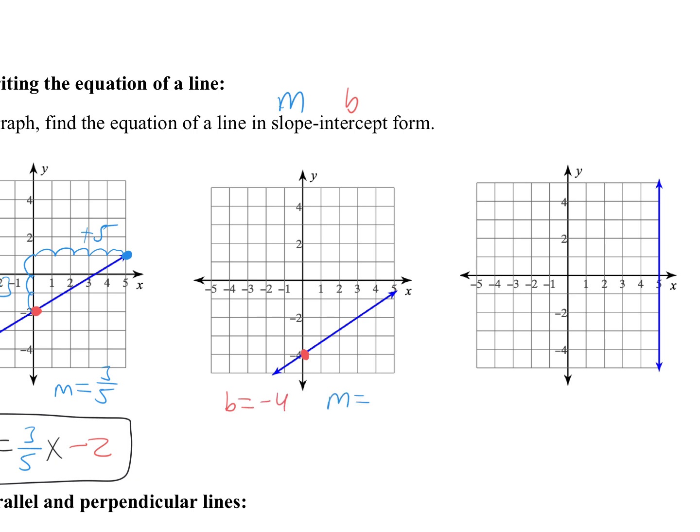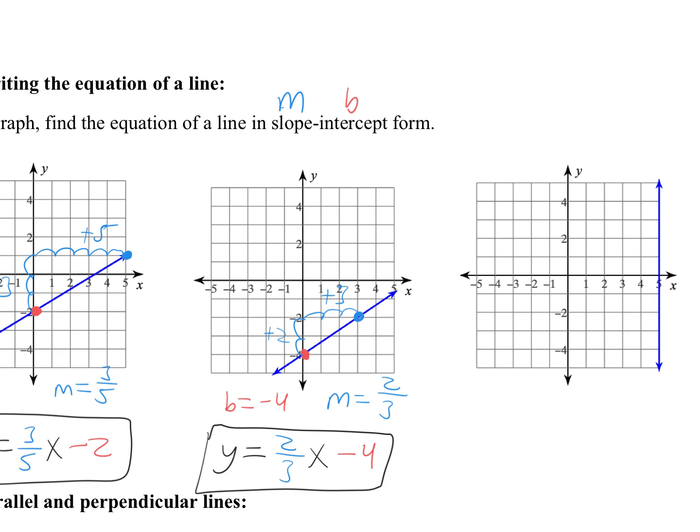And then our slope, we're going to do rise over run. So pick another point that lands directly on a corner, and that's going to be this point right here. So I'm going to go up 2, to the right 3. So that's a rise of 2 and a run of 3. So our m is going to be 2 over 3. And this is enough information we need. So it's going to be y equals m, so 2 over 3, x plus b, which is -4 in this case. All right, and there's the equation of our line in slope-intercept form.